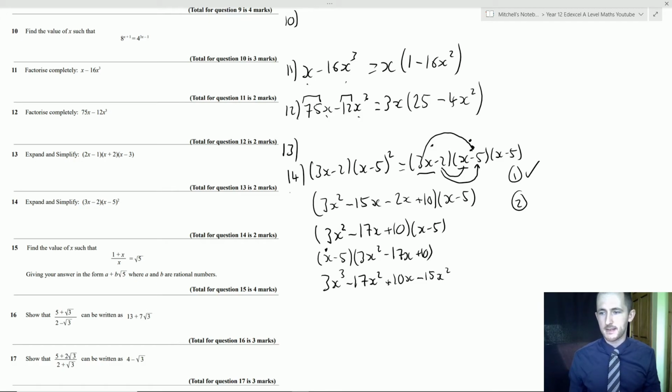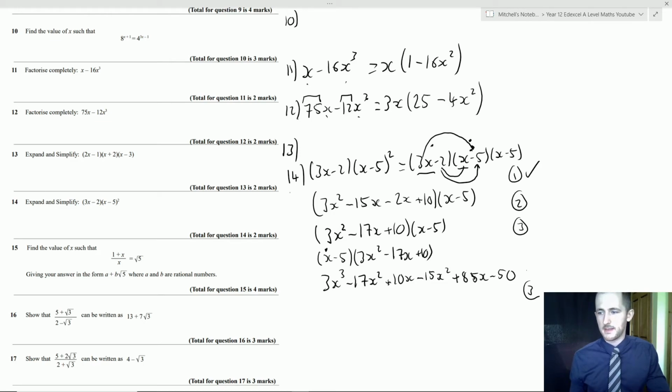Minus 5 times minus 17x. So to times by, again, to be fair, you do always have a calculator in these exams, so you don't have to know this, but you can times the number by 10 and then divide it by 2. Either way, you get 85, and it's minus times a minus, so it'd be plus 85x. Whoops. And lastly, minus 5 times 10 gives me minus 50. And the last step, so this was the third step, is to actually expand the last two brackets.